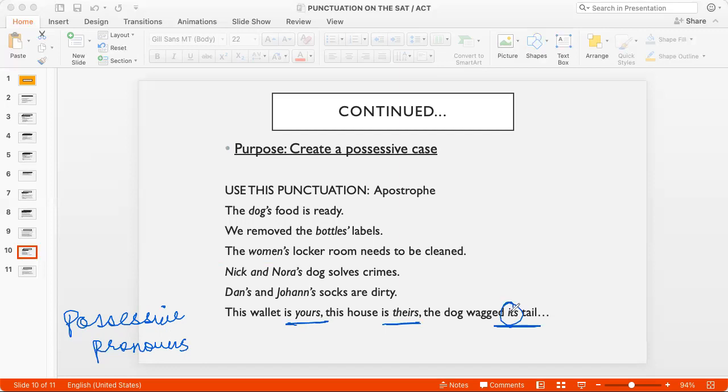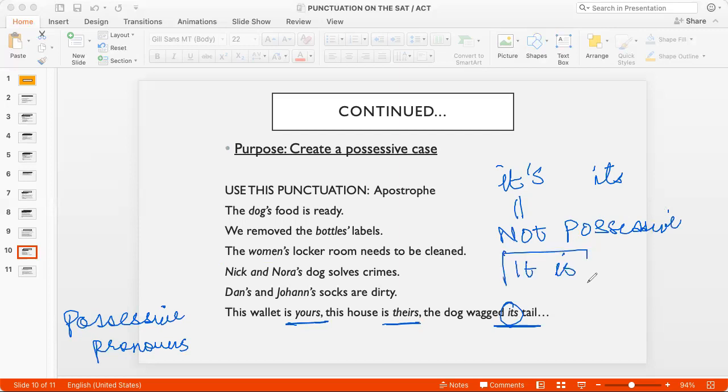So as you may be aware already, the difference between ITS and IT apostrophe S is one of the SAT's and ACT's favorite questions. IT apostrophe S is not possessive. Please remember, it looks possessive because of the apostrophe, but it's not possessive. It's an abbreviation for it is. For example, it's a great day today. So it is a great day today. So I'll put IT apostrophe S.